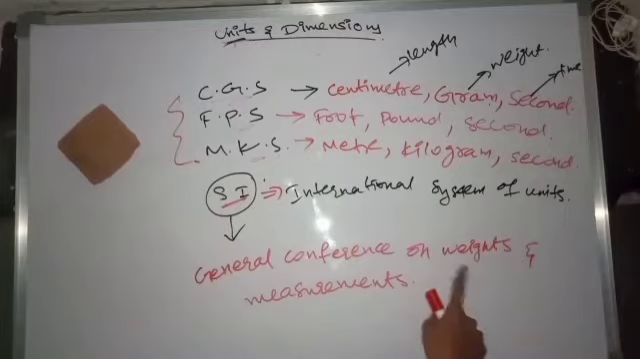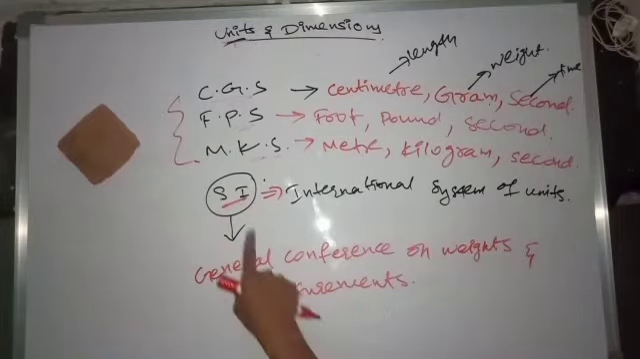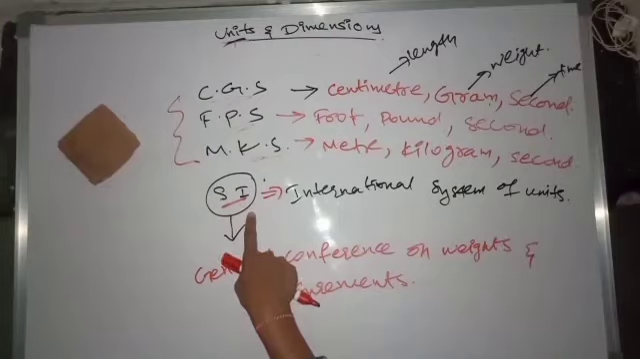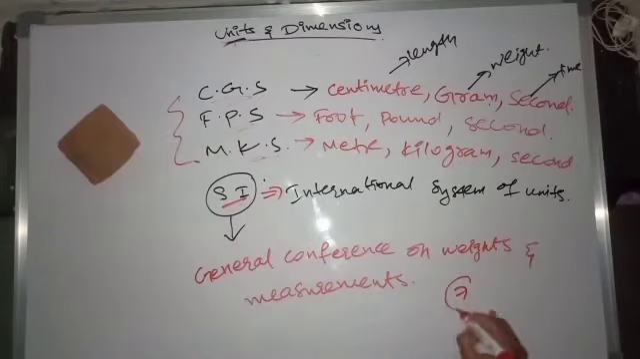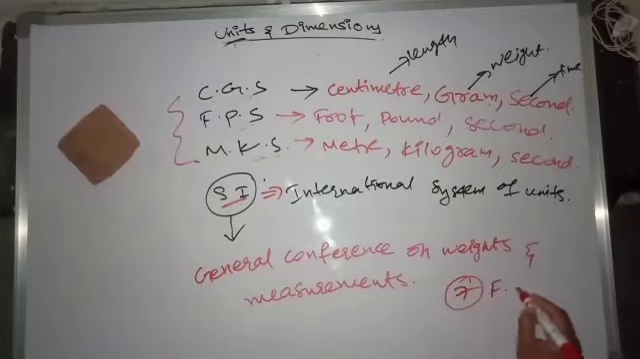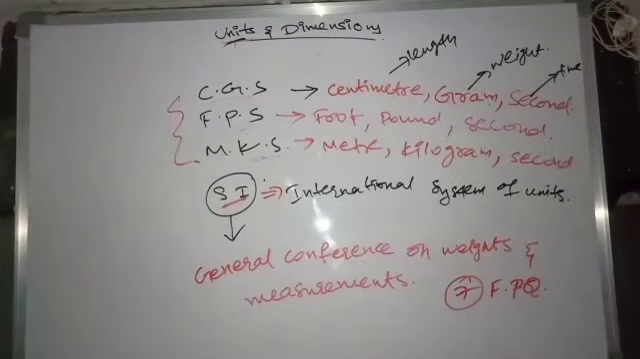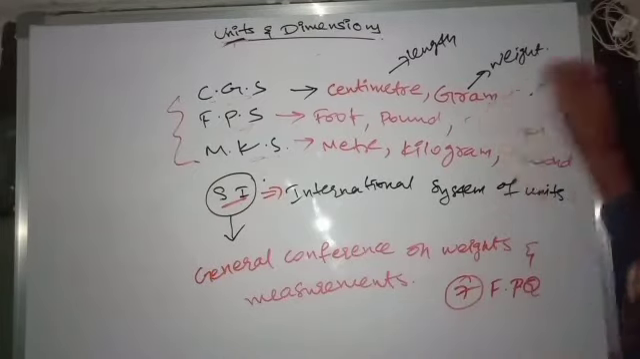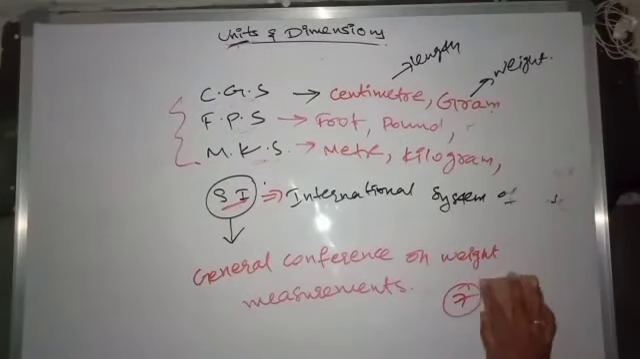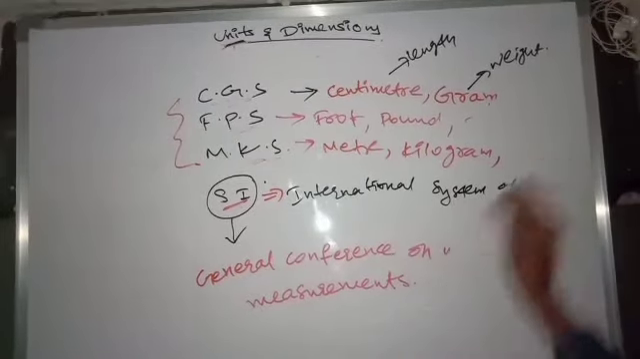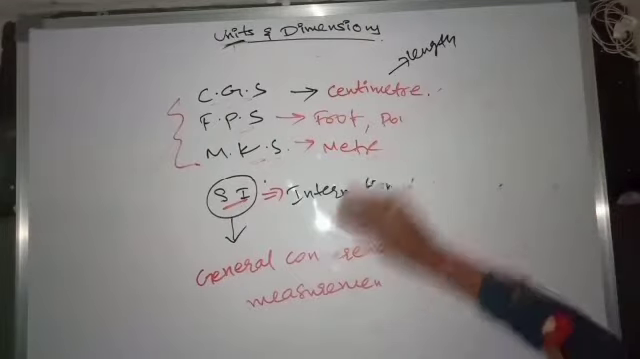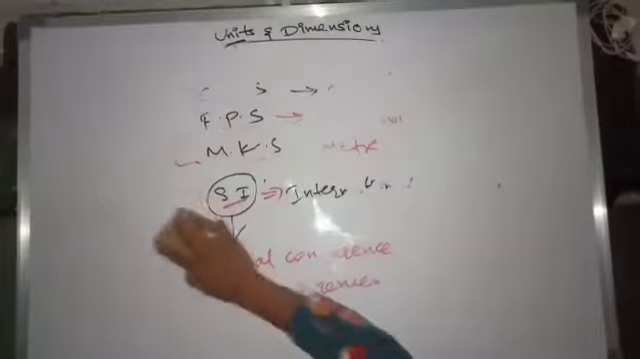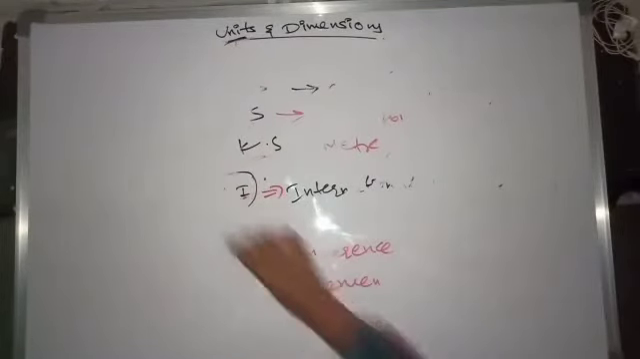And this General Conference on Weights and Measurements, in terms of the SI system of units, has given 7 fundamental physical quantities. What are those quantities? I will explain in a tabular form. You just pause the video and copy all these. Please ignore my handwriting, it is not that good.